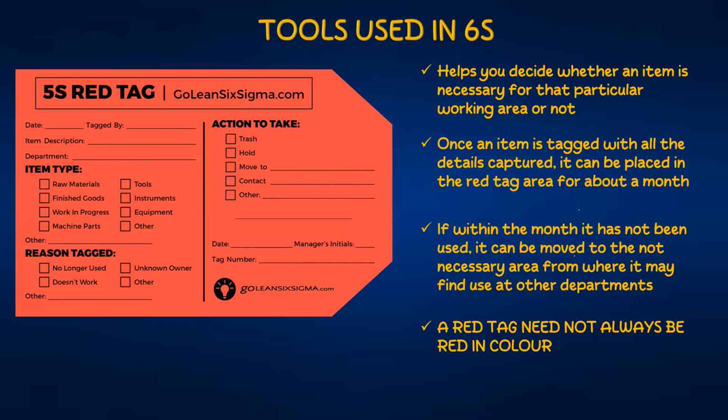Once an item goes to not necessary, it can either be discarded or it can be taken for maintenance and then taken to other departments. You could have an item that to you is unnecessary, but it could be gold to another department. So that is something that we also need to keep in mind. What might not be necessary to us, we can relay the information to other departments where it can be of use. Again, I repeat, the red tag does not always have to be red in color. Any piece of paper will work. Remember, it's all about sustainability.